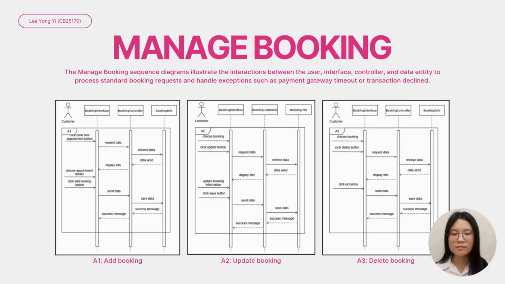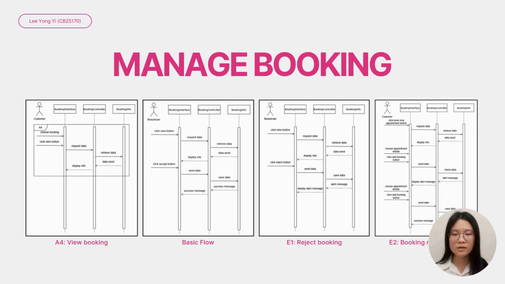A3, delete booking. The customer clicks delete, confirms via a pop-up, and the controller removes the record from the database. The customer requests to view a booking, and the controller fetches and displays the details from the database. For the basic flow, a beautician views and accepts a booking. The controller updates the status to accepted and notifies the customer.